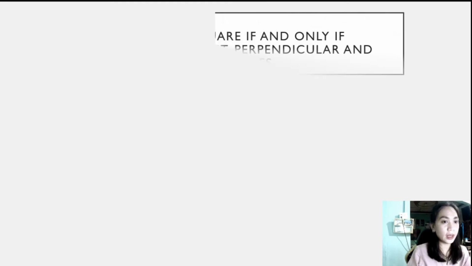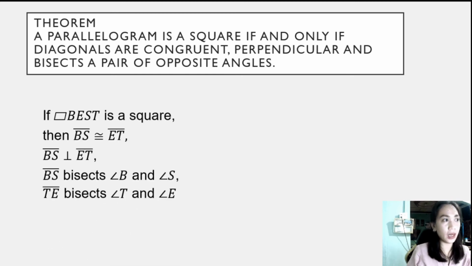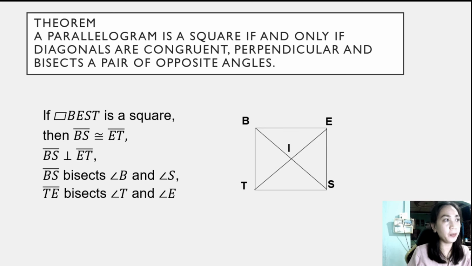Okay, and lastly, we have this theorem. A parallelogram is a square if and only if its diagonals are congruent, perpendicular, and bisect a pair of opposite angles. So, if BEST is a square, then BS is congruent to ET, BS bisects angle B and angle S, and TE bisects angle E and angle T.